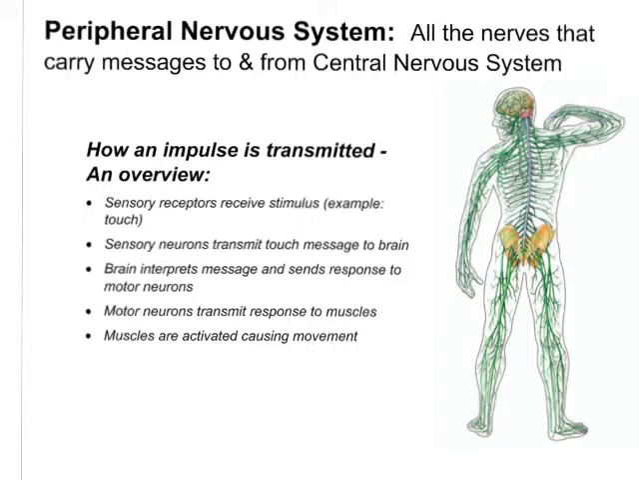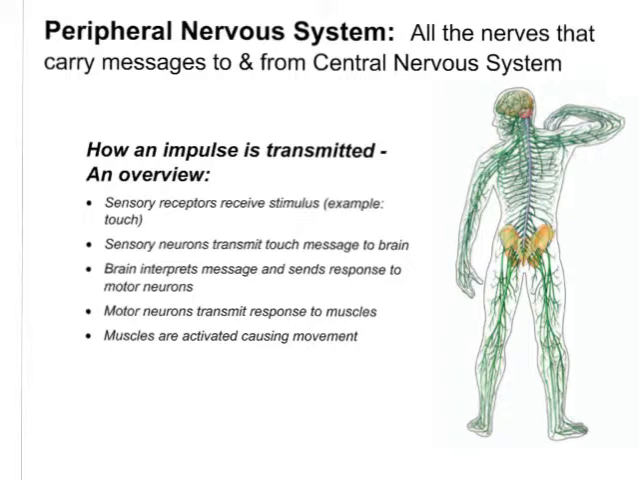Now let's take a look at the peripheral nervous system. That includes all of the nerves that carry messages to and from the central nervous system. So from the central nervous system, we have many nerves that go all throughout the entire body. And let's look quickly at an overview of how an impulse is transmitted.